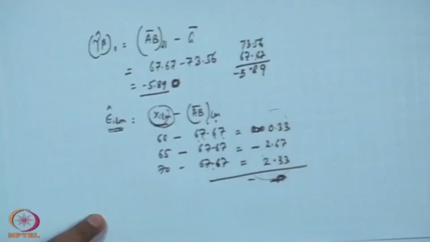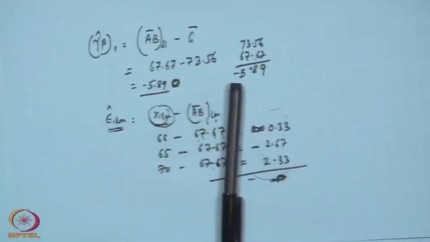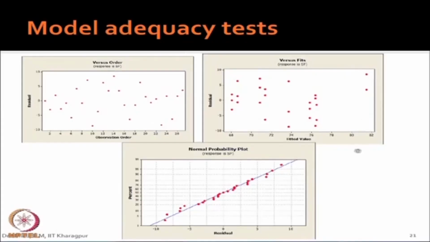Okay. So, now what will you do with this error? You have to go for model adequacy tests. What are those model adequacy tests? First one is you have to find out the normal probability plot. I have given you the formula how to go about it in the first class. So, then see it is almost in a straight line. So, we can say this is normal.